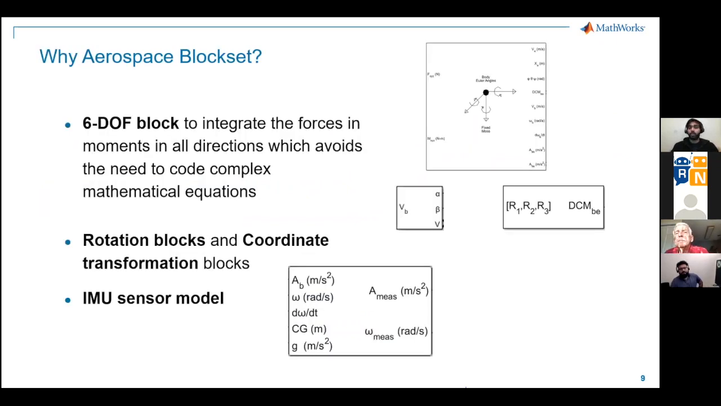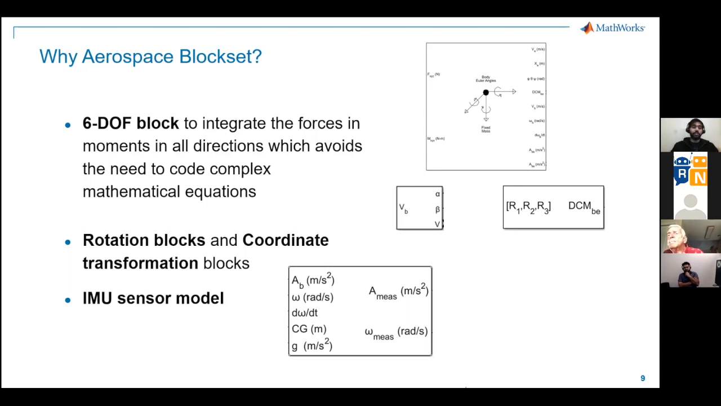So we'll be using blocks from Aerospace Blockset. The first block that we'll use is a 6 degree of freedom block. Basically what you do is you feed in your forces and moments, and the block computes your quantities of interest like velocity, position, and angles, and you don't need to compute all the complex mathematical equations. The block selects the solvers and the initial guesses for you. Similarly, we'll be using rotation and coordinate transformation blocks. The reason why we are using these is because we have a reference frame and a body frame. To maintain the relationship between them, you have certain matrices and certain computations which you have to perform. By using these blocks, you get rid of all those inner steps which you have to do.